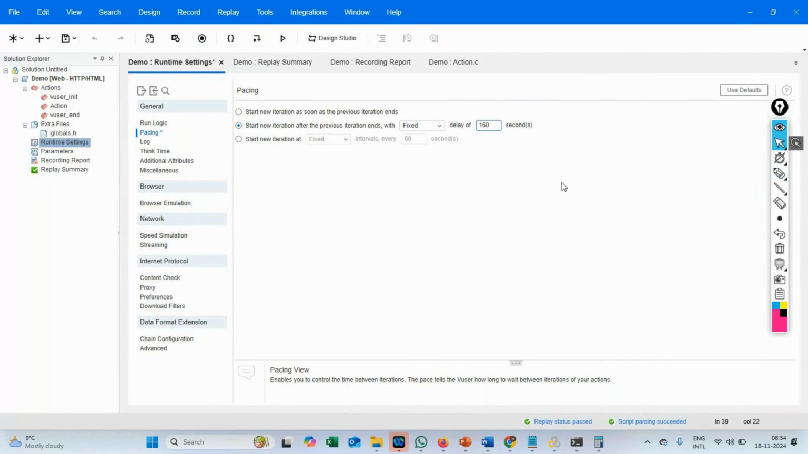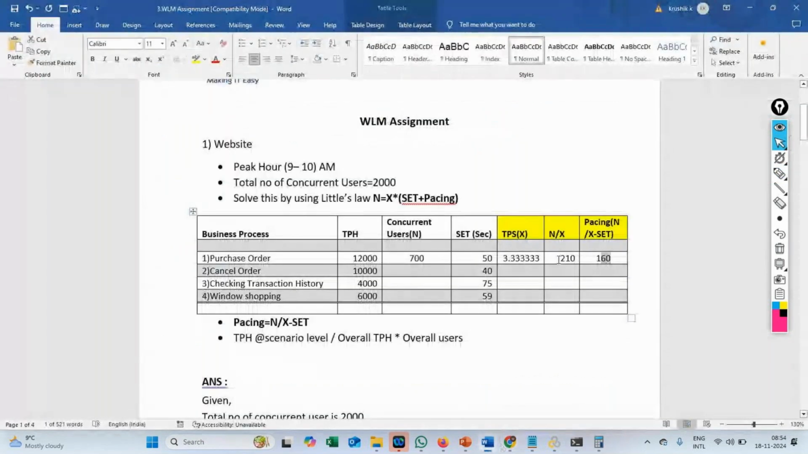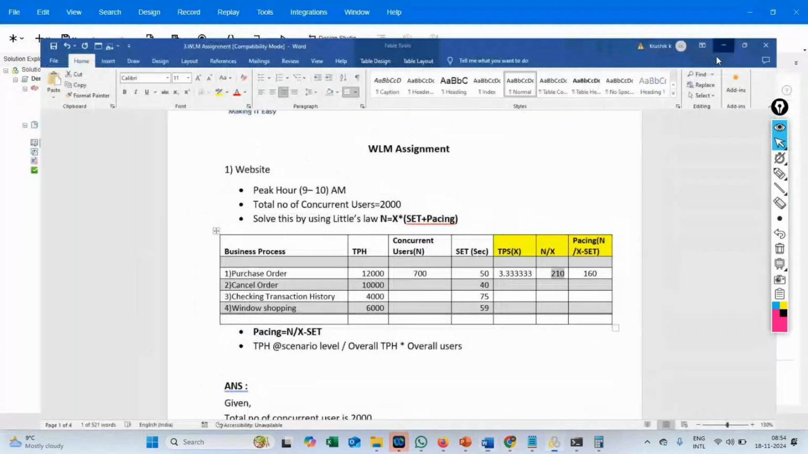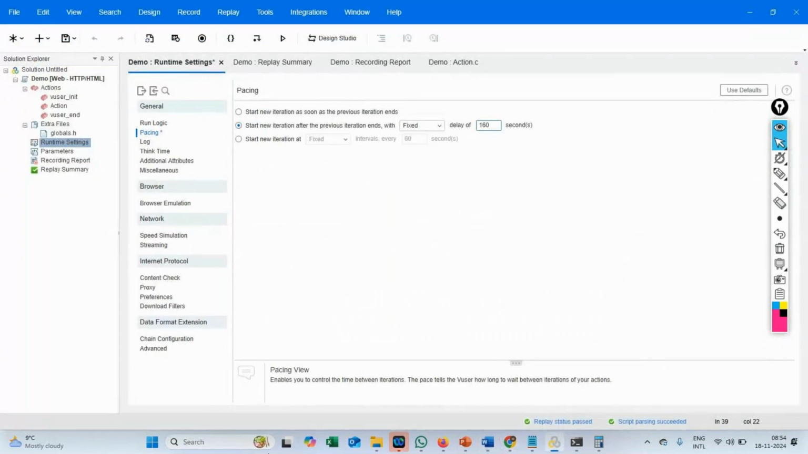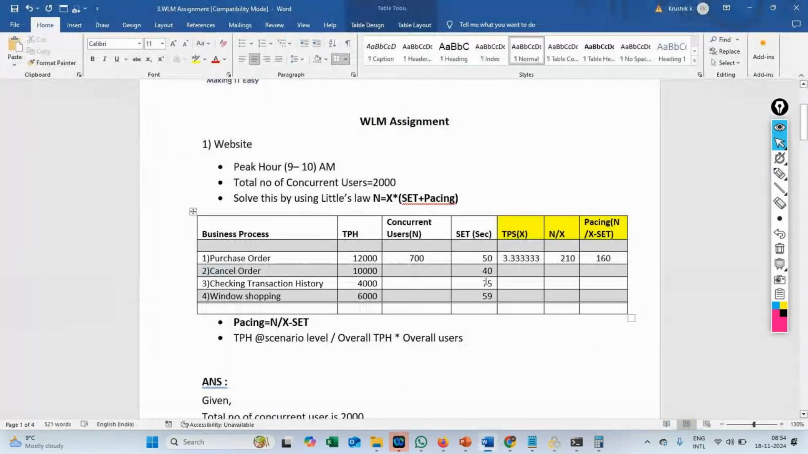Okay, so what is the third option? Actually, the third option should be here, this one, but I'll tell you when to use that, and whether we can use either of them, later. So similarly, you can calculate it for the second one also. Second, third, fourth also.